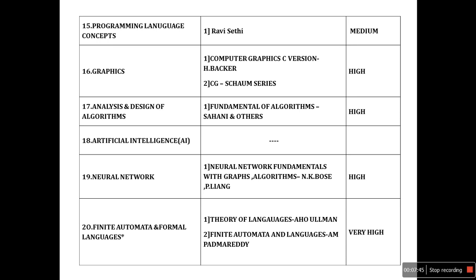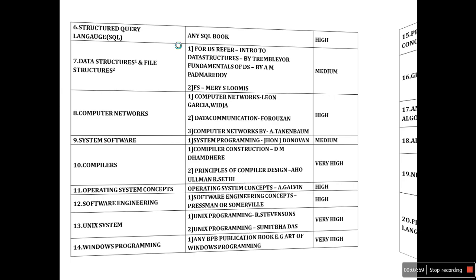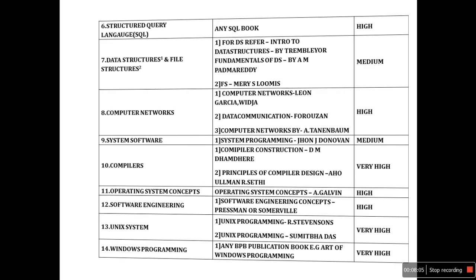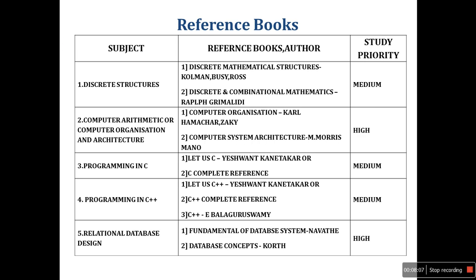It means after finishing the first step, the very high priority subjects, we need to study them first. Later on, we move to the high priority subjects. And if time permits, we can move to the third step, which is medium priority, with subjects like programming language concepts, data structures and file structures, system software, and discrete structures.